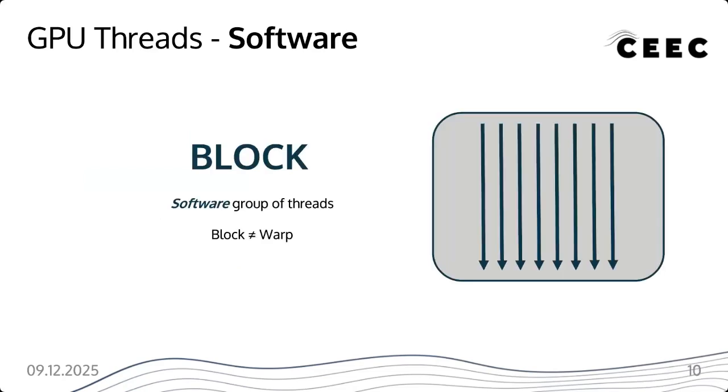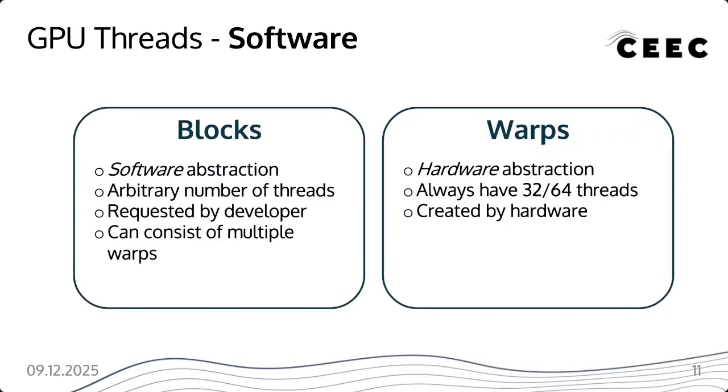From a software perspective, we can also group threads. And what is the most annoying thing about GPU programming? Both AMD and NVIDIA have a different word for this than on the hardware side. A group of threads on the software side is called a block. And I want to be very, very clear here. We talked about warps as a group of threads. A block is not a warp. All right, this confused me. I was working in GPUs for a couple years before I finally actually understood this.